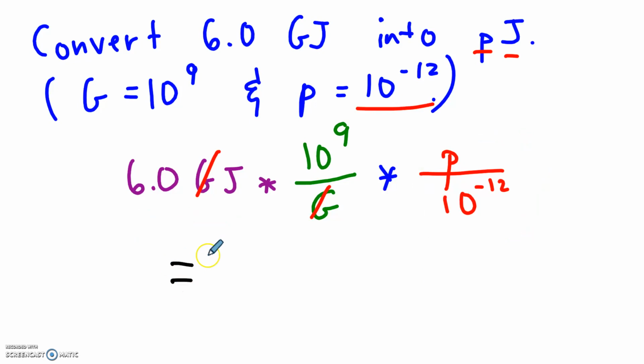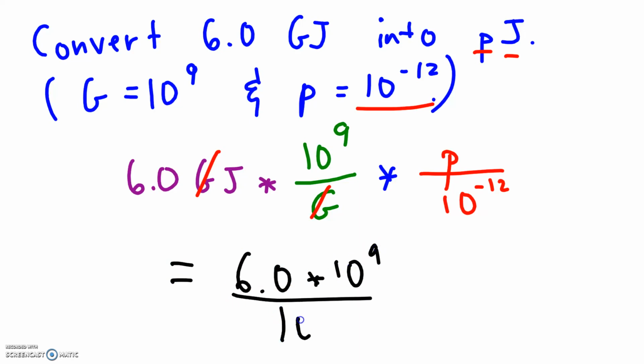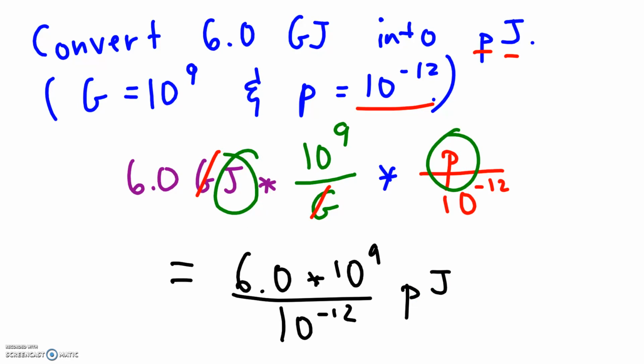My final step is to combine the numbers. So I've combined the 6, the 10 to the 9, and the 10 to the minus 12. And right next to it, I combine the units, which is pico and joules. Solving this gives 6.0 times 10 to the 21 picojoules, and you can get that from your calculator.